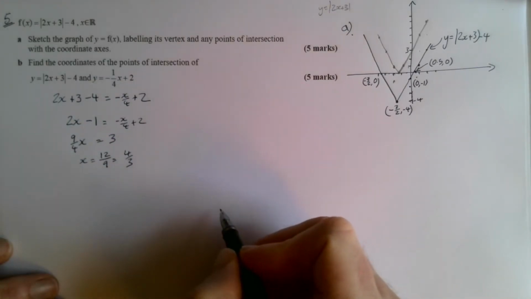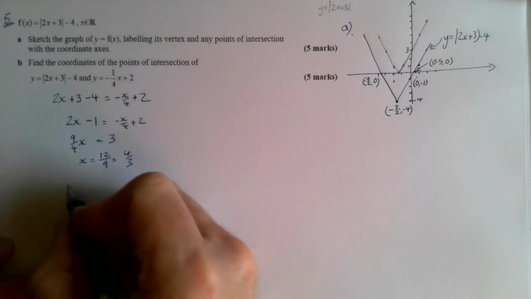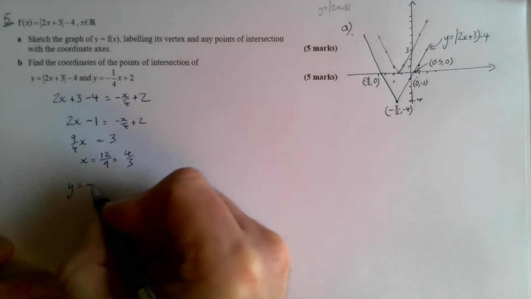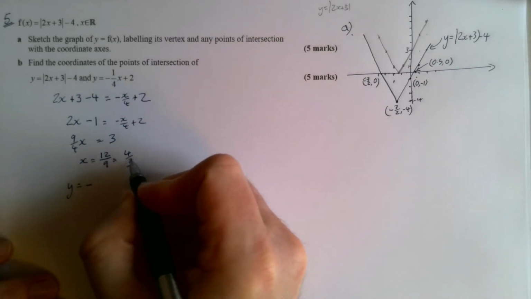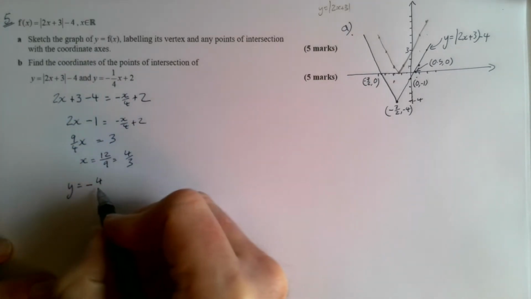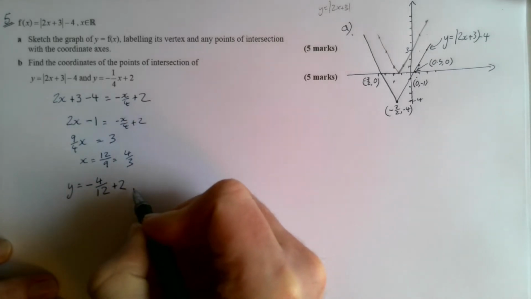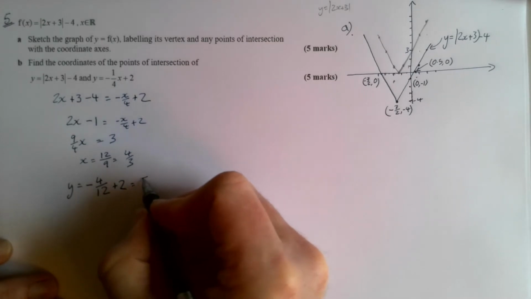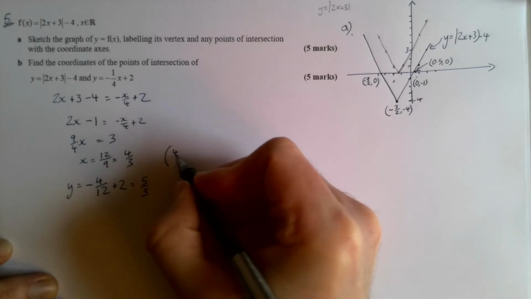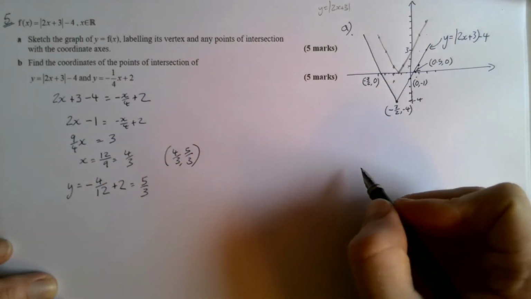Then we need the y value when x is 4/3, so I'm going to put that back into this one because that looks a little bit simpler. So y is going to equal negative a quarter of 4/3. A quarter of 4/3: if I times 3 by 4, I get 12. So it'd be 4 over 12 plus 2. Put that into the calculator, and it gives you 5/3. So one of my solutions is 4/3, 5/3. Then the other one gets a little bit messier.